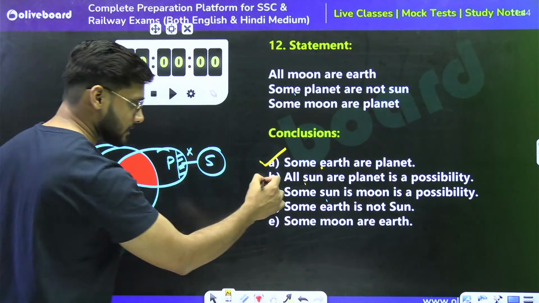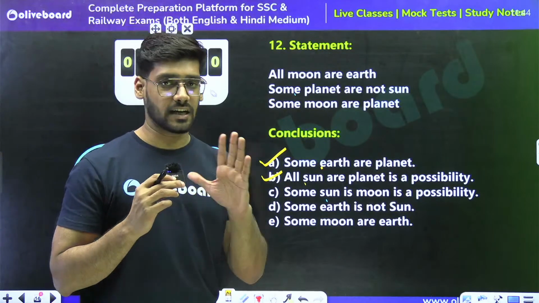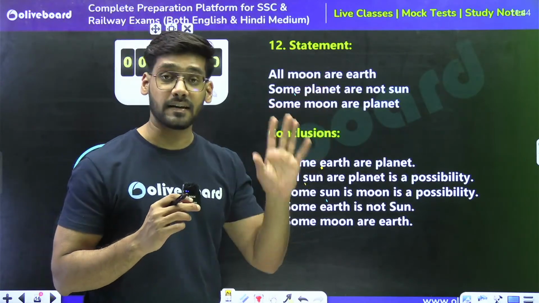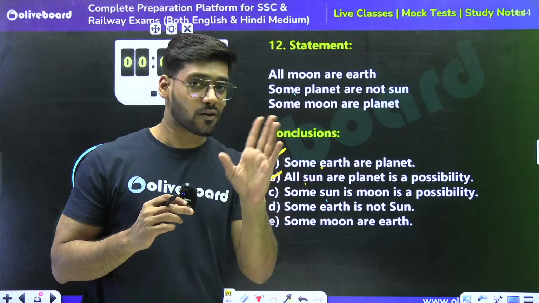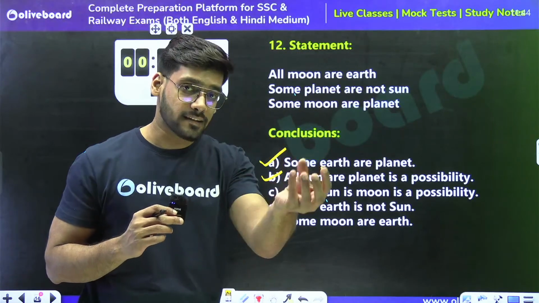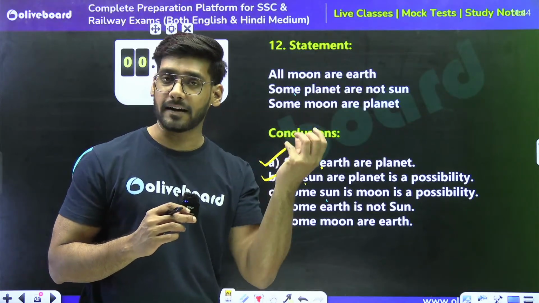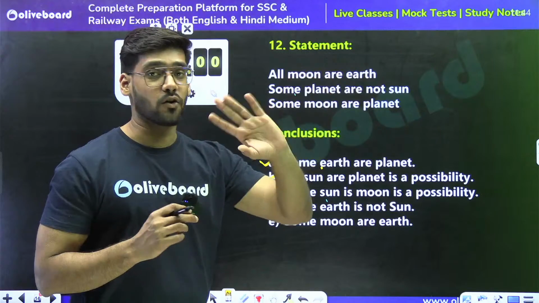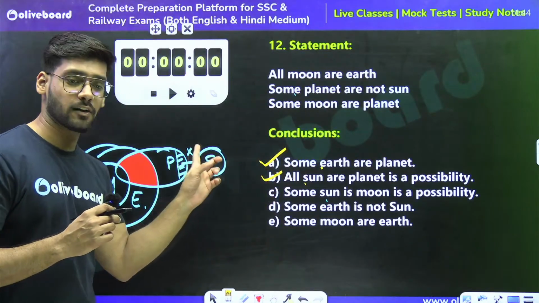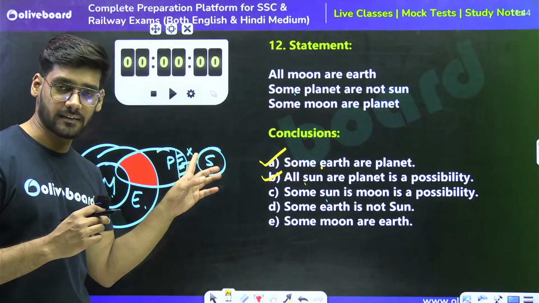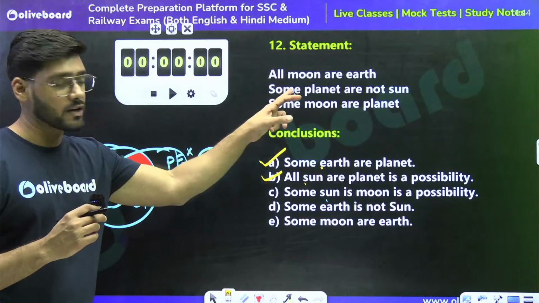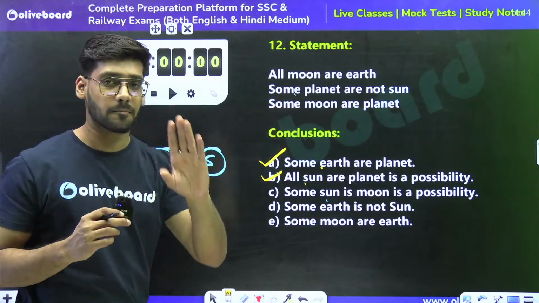Yes, this can come. Whenever we have a statement that some planet are not sun, it means some planet are not a part of sun, but all the sun can be planet. All the planet cannot be sun, because if all the planet go inside sun, then our statement will contradict, because the statement says some planet are not sun.